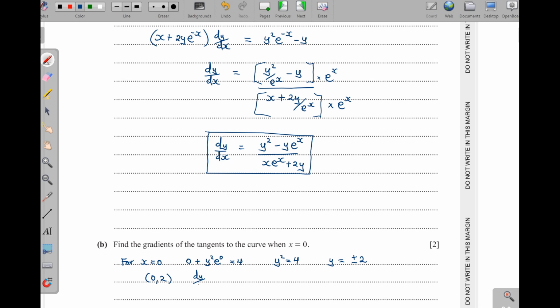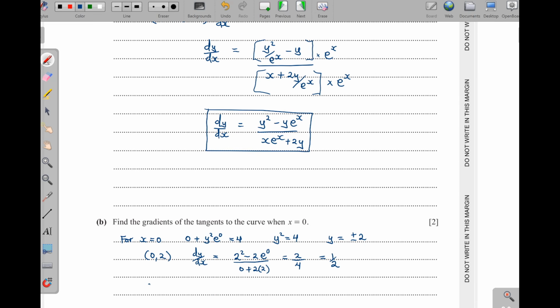Okay. Now, we have this point 0 and positive 2. What is dy/dx here? So dy/dx here is going to be 2 squared, then minus 2, then e power 0, out of 0, then plus 2 times 2. So here we have 4 minus 2, that is a 2, then out of a 4. Then this one gives us what? A half.